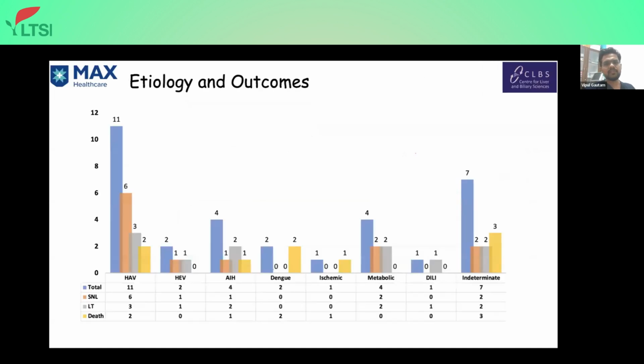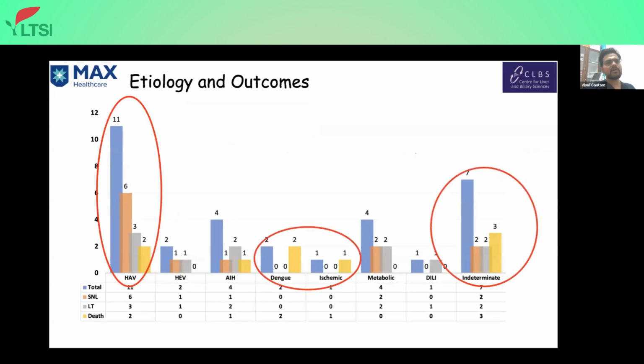Next. And here we can see almost the majority of the cases are hepatitis A related, and they have a very good prognosis as compared to dengue, ischemic, or indeterminate, where prognosis is not that good. Next.